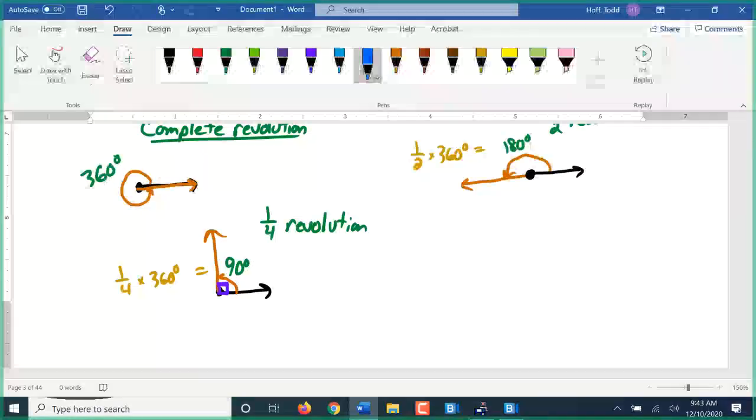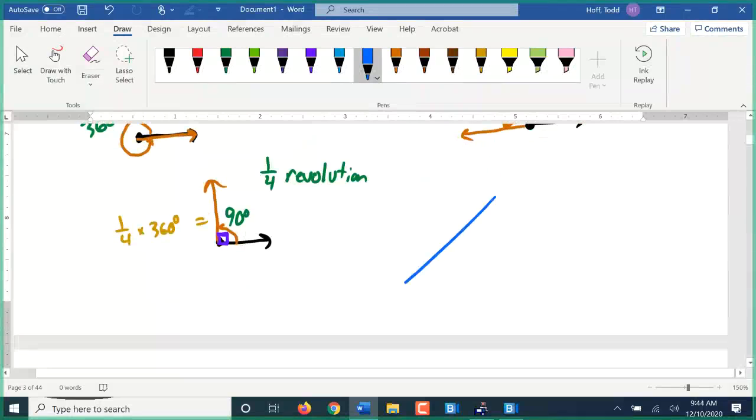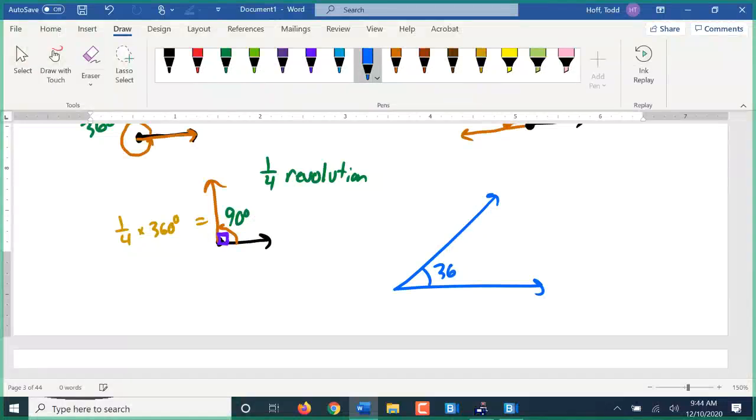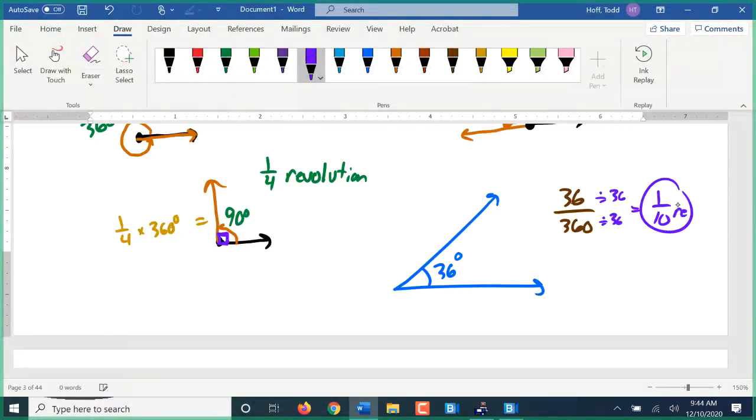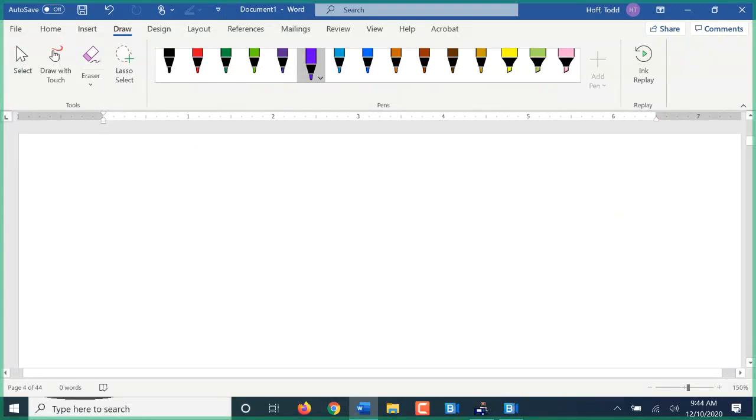In fact, the opposite is true as well. If I have an angle here that is listed as 36, well, what the heck, 36 degrees. What that is saying is that it's 36/360ths of a revolution. If I wanted to reduce that fraction, both of those actually divide by 36, that is 1/10 of a revolution. Well, there are some special angles, and we've already seen two of them.